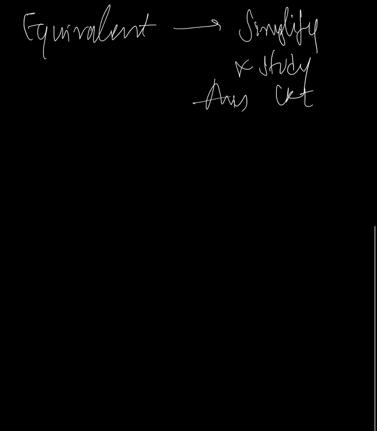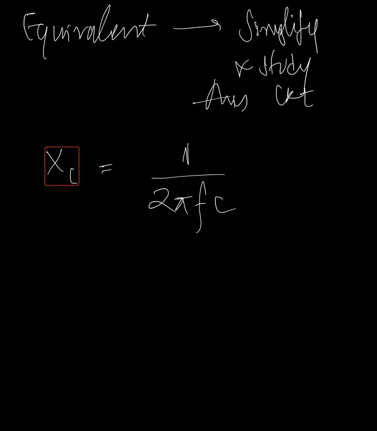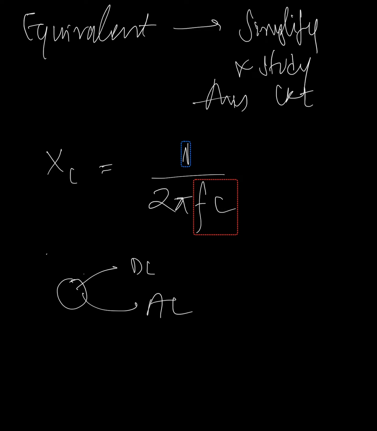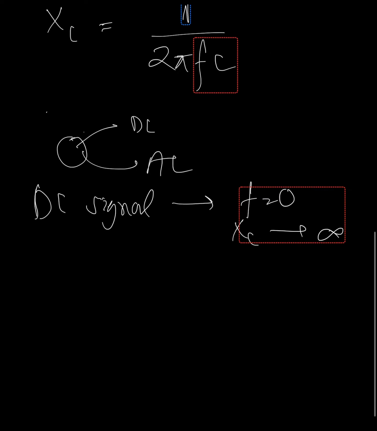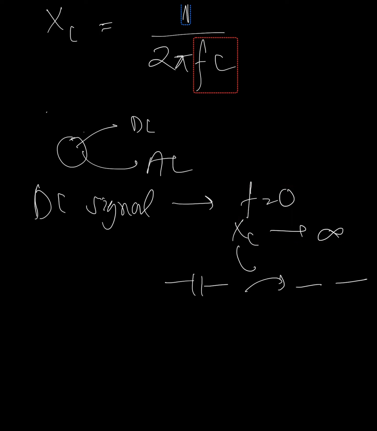So as we know, the reactive capacitance of a capacitor is 1 by 2 pi Fc. But here our signal consists of DC and AC. Now for DC signal, as we know, frequency is 0, so reactive capacitance becomes infinity. Capacitor acts like an open wire.